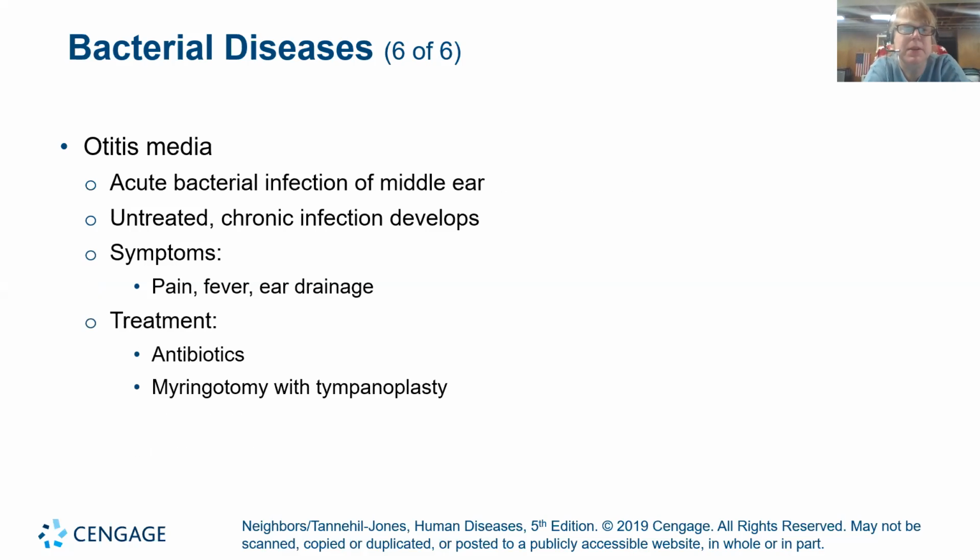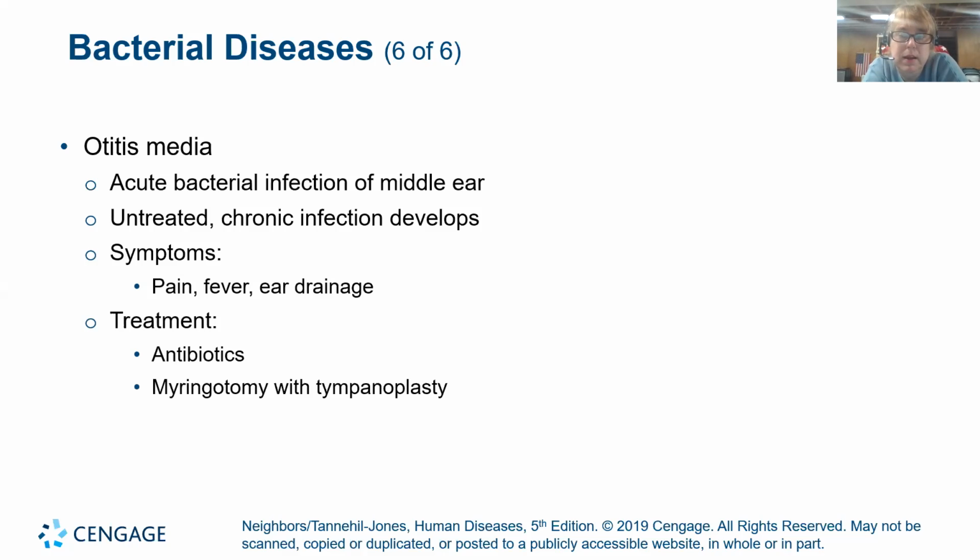Ear infections, middle ear infections, we just talked about that. Acute bacterial infection of the middle ear. If they're left untreated, chronic infection develops. The pain, the fever, the ear drainage. Again, treatment, if it's bad, they will use antibiotics. If they keep occurring, they will use antibiotics to try and put a stop to it.